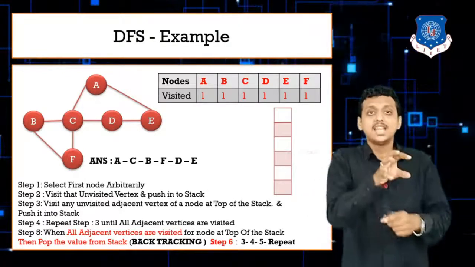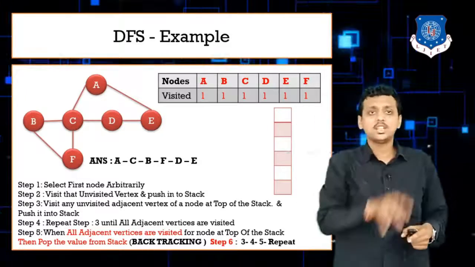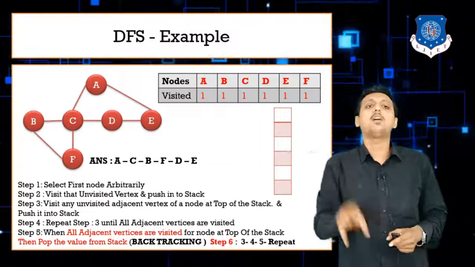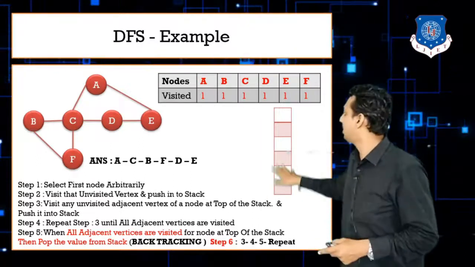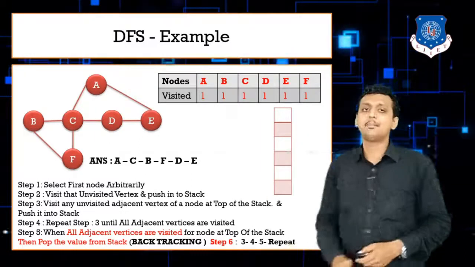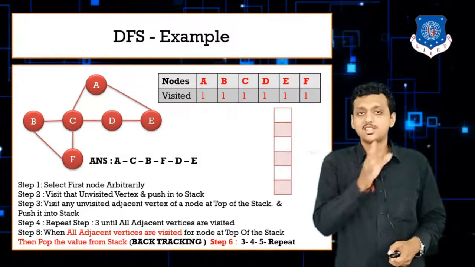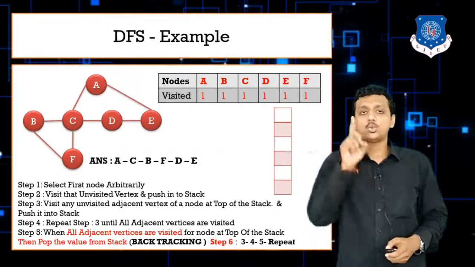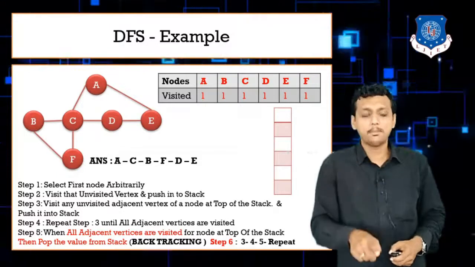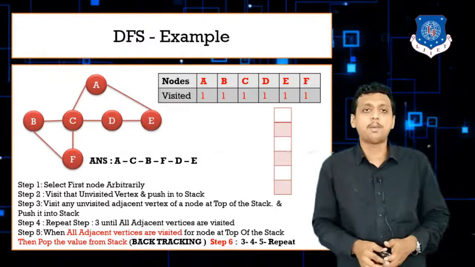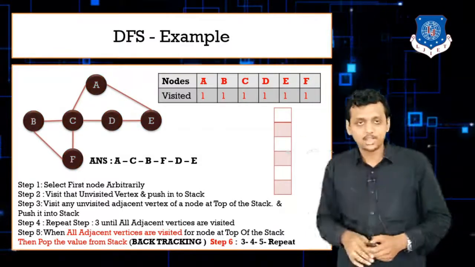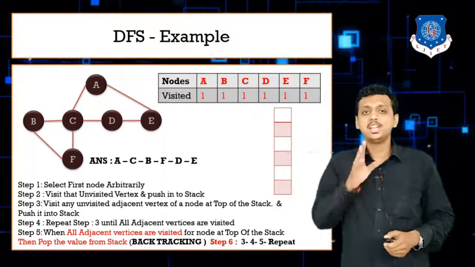Go towards B, then F. So you are doing operations in depth. You are just going towards the depth of the graph. That's why this algorithm, this methodology, is known as depth first search, DFS. Do not forget to write about backtracking in your example, because backtracking is a very important part of the DFS algorithm. This is your final answer: A, C, B, F, D and E.